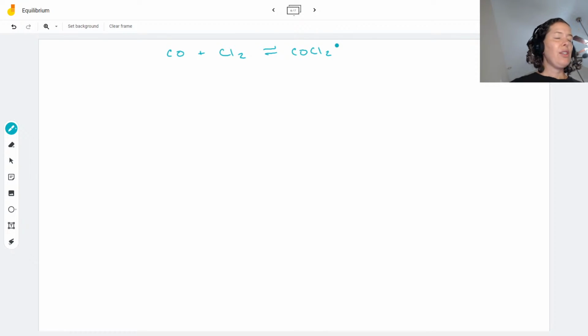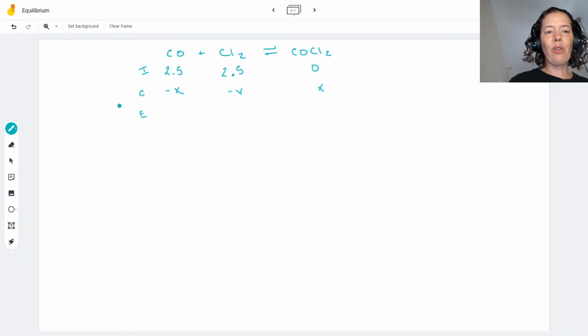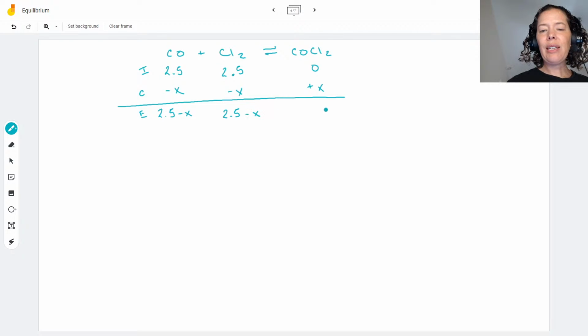All right, so we know we have 2.5 atmospheres of both of our reactants. Sorry, my decimals are not coming through, and we have nothing over here. So again, this is initial, change, equilibrium. So that means that I'm going to have -x on both sides here and x over here. I'll make that plus x. That is the positive side. So my equilibrium pressures are going to be 2.5 minus x for both of my reactants, and simply x for my products.